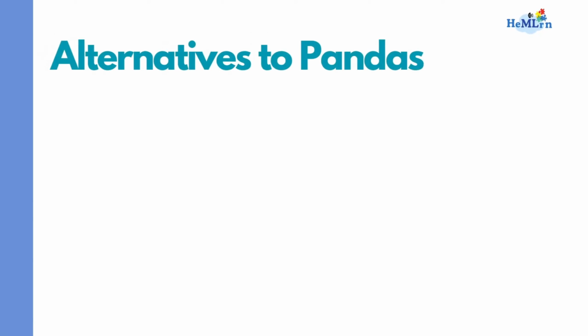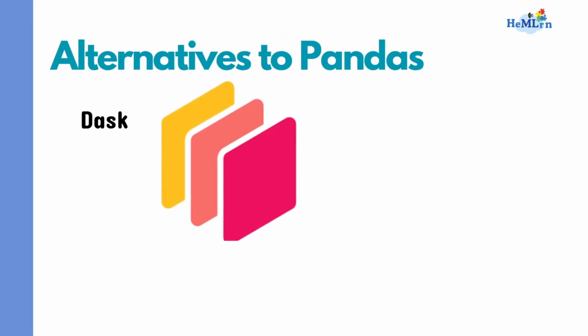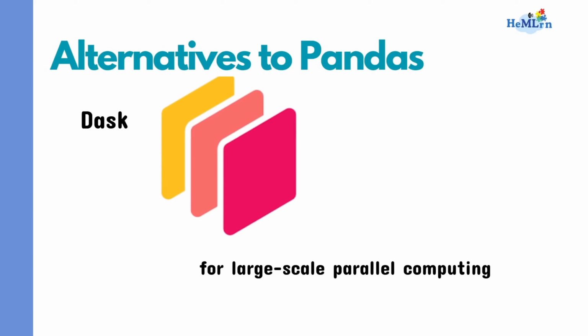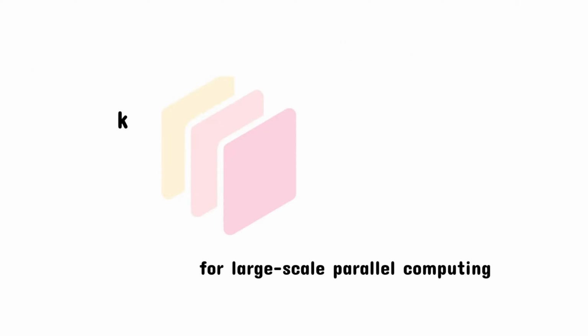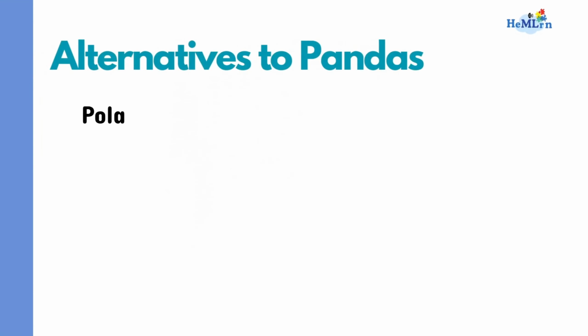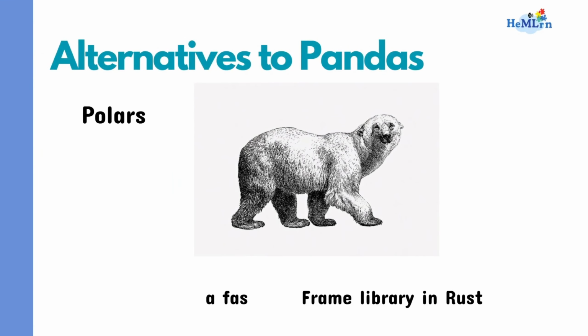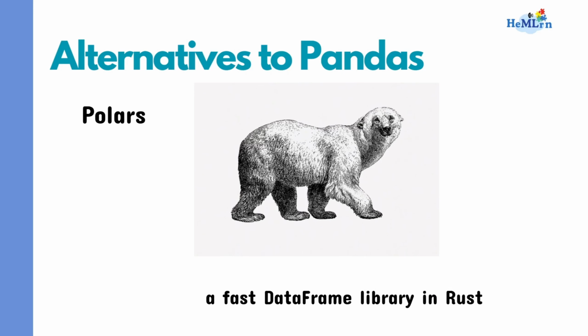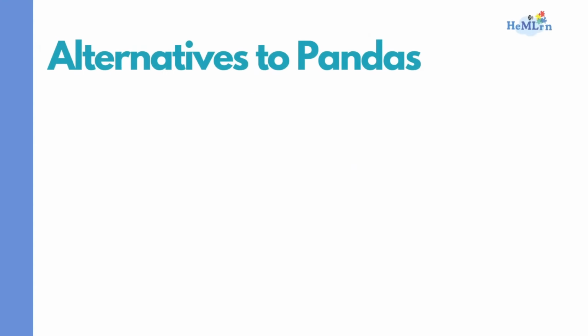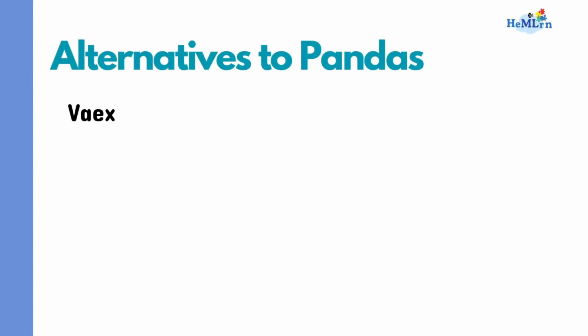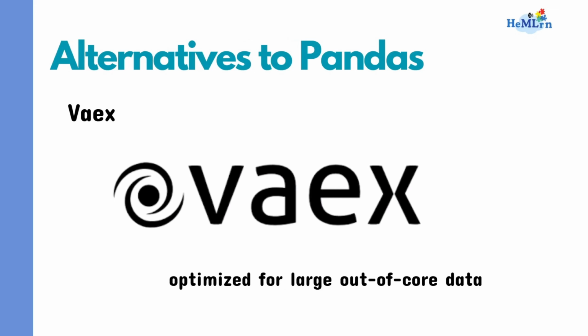What are the alternatives to Pandas? First one, Dask. It supports parallel computing. And then next, there is Polars. It supports a faster data frame library. So we can use multiple data frames quickly. And then next, Vaex. It supports an optimized version for large out-of-core data.